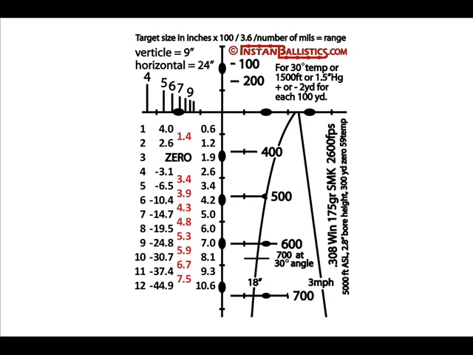This next column shows you the increment in minutes of angle in between each of these increments. So this can be really helpful for rapidly determining the proper holdover in a lot of situations. If you look at the very top, between 4 minutes of angle and 2.6 minutes of angle, the difference is 1.4 minutes of angle. So that's the increment in between each of these 100-yard increments.